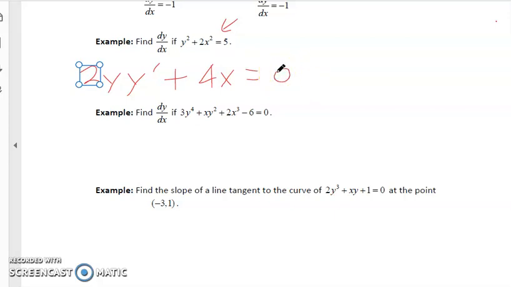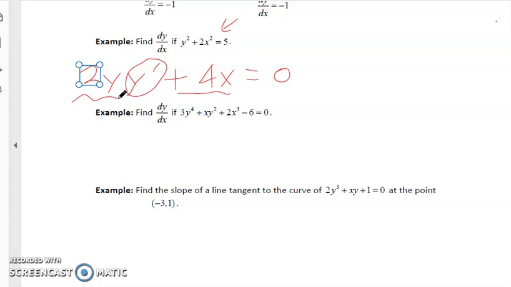So the question now becomes, is that our derivative? Well, kind of, but we haven't written it in the correct form. We've got to get the y prime by itself now. So here's your y prime right there. It's only in the equation once. You somehow have to remove this plus 4x, and you have to remove this 2y that's in front of it.